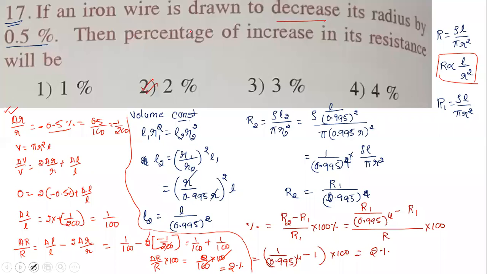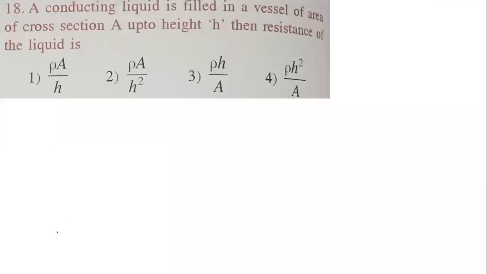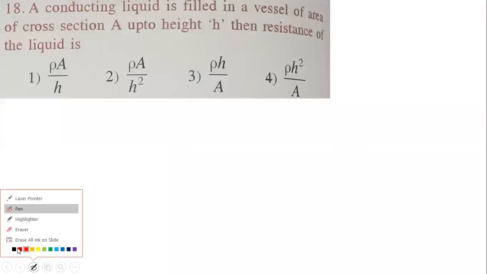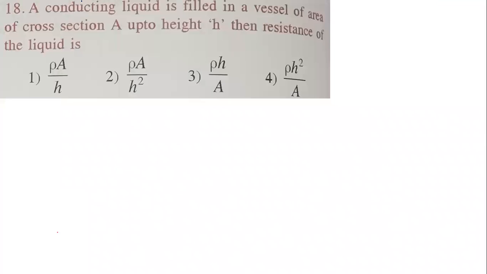Yes. Look at the next question now. What is the question asking? A conducting liquid is filled in a vessel of area of cross section A, up to a certain height. Let us take this as the vessel. We're going to fill the conducting liquid. So the liquid is filled to the height of h, and the area of cross section is A.